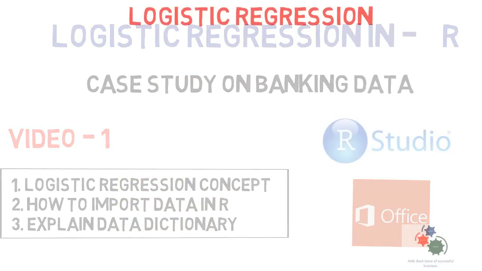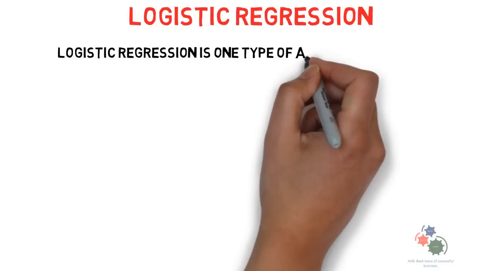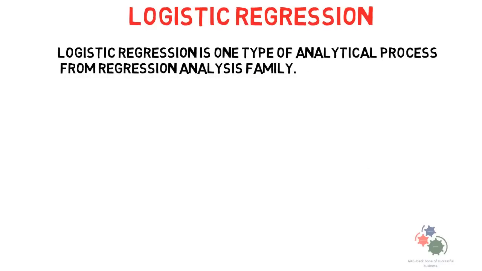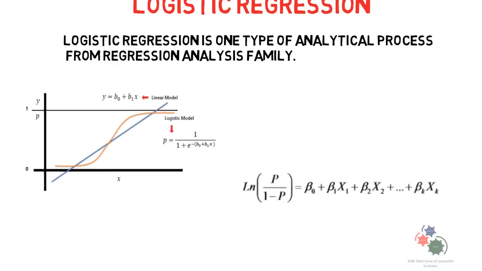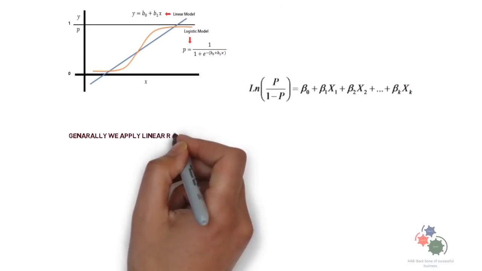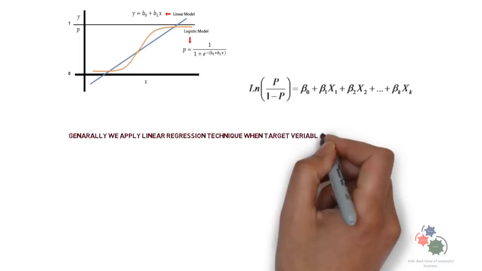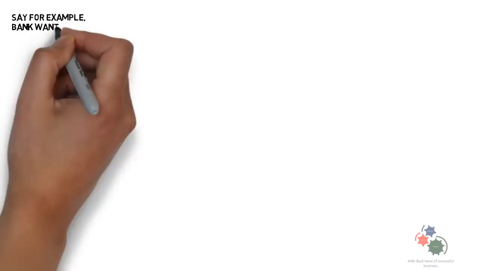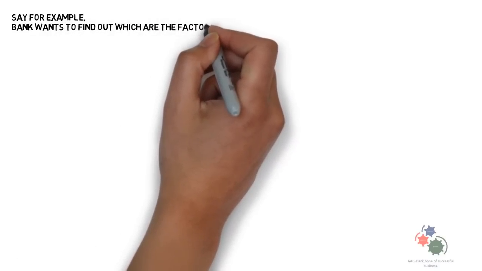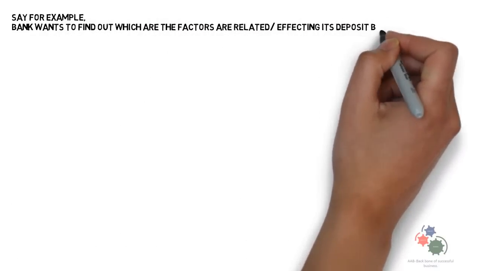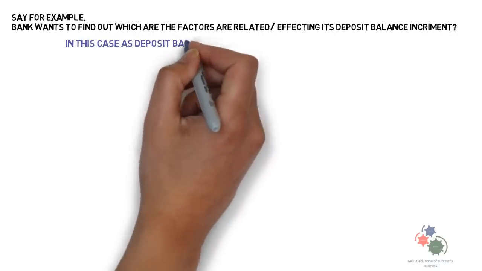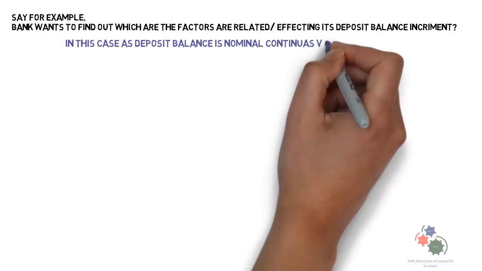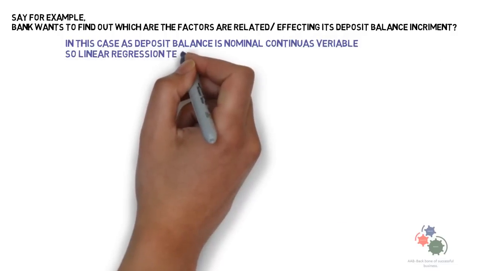Logistic regression. Logistic regression is one type of analytical process from the regression analysis family. Generally, we apply the linear regression technique when target variable y is continuous in nature. Say, for example, a bank wants to find out which factors are related to or affecting its deposit balance increment. In this case, as deposit balance is a continuous variable, the linear regression technique can be used.